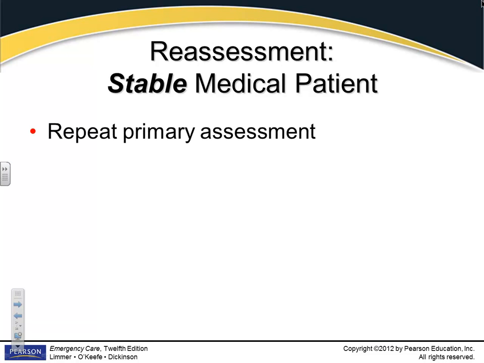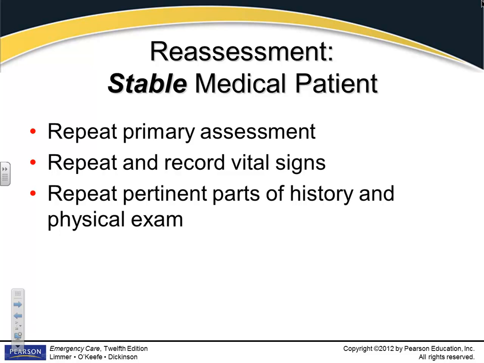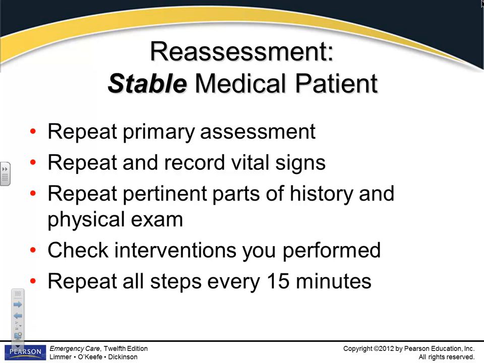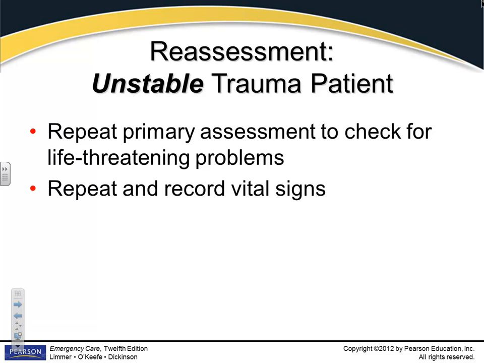Stable patient, you'll still repeat, but you do it less frequently. Every 15 minutes. If it's an unstable patient, say they're having a respiratory problem, you may constantly reevaluate them. You may not wait 5 minutes. If they're bleeding, you may not wait 5 minutes. So you do it as frequently as you need to, but a minimum of 5 minutes.